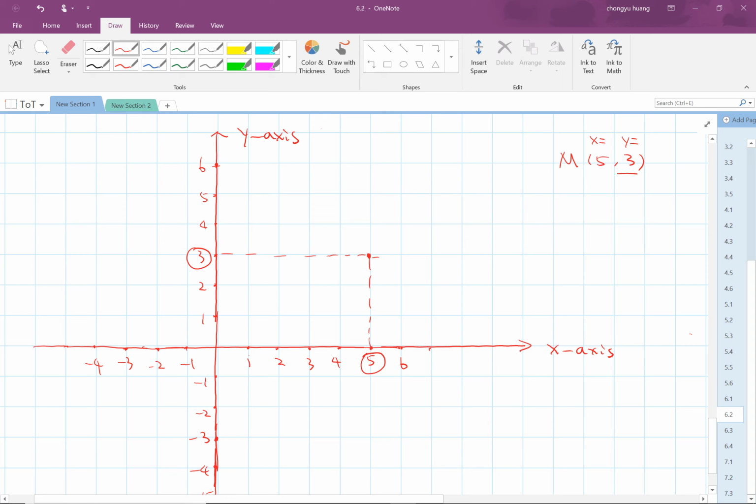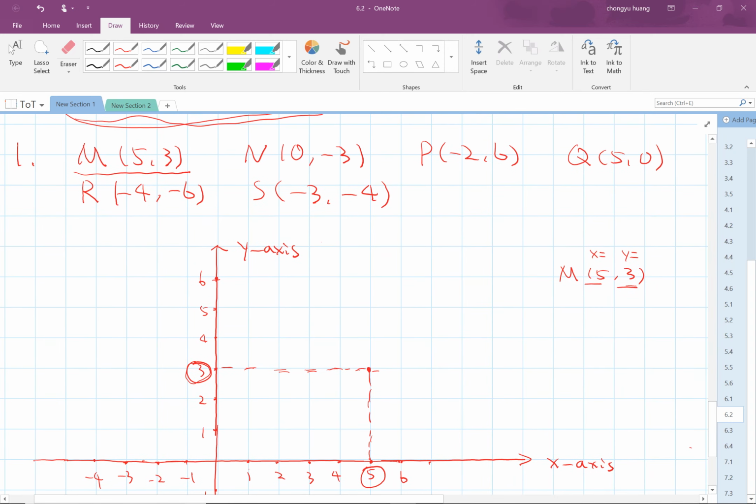So basically this is a way how you plot a point. Okay, you can see x is equal to 5, so on the x-axis the 5 is located over here, right? And then y is equal to 3. On the y-axis you can see 3 is over here, right? So you use those dashed lines to locate the point. That's basically how you plot those points.